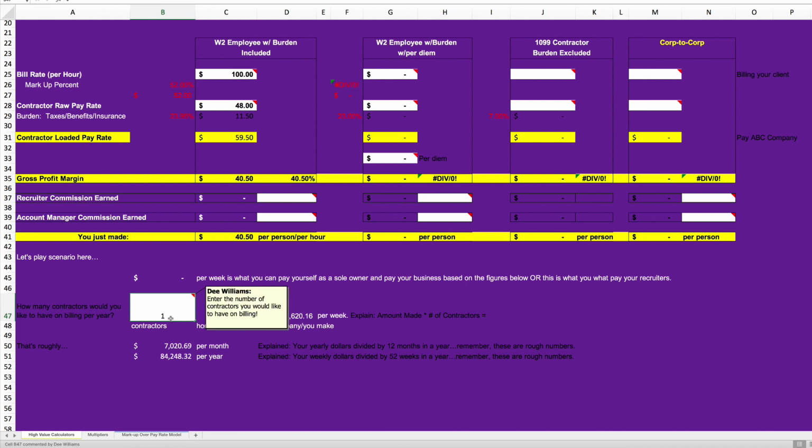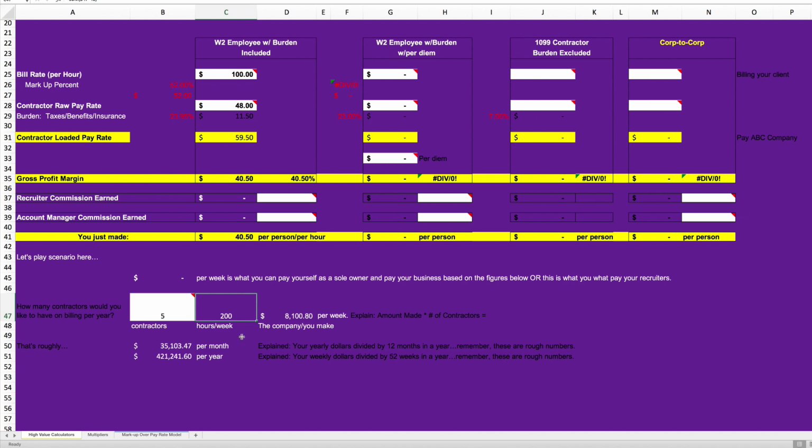But what if this client came back and said, no, we need to have 5 people to complete this particular department. So you raise that number to 5, and now you've made $421,000 a year. You're doing $8,000 a week, 200 hours a week.